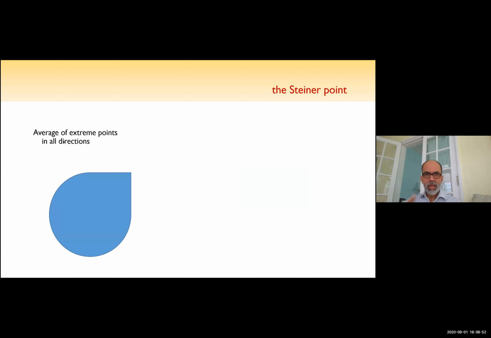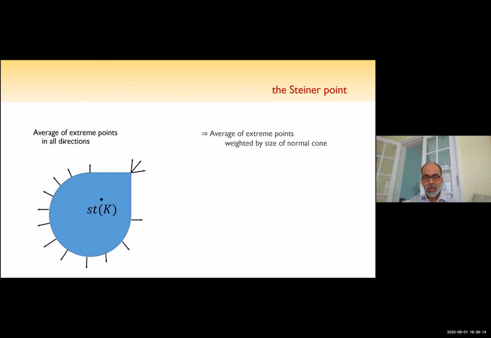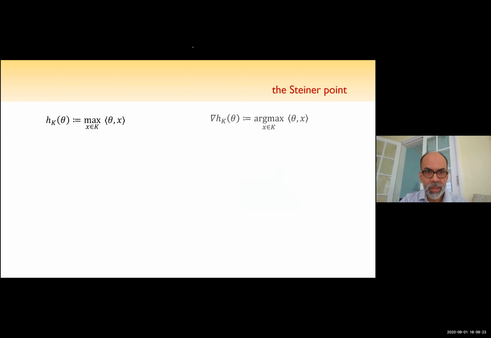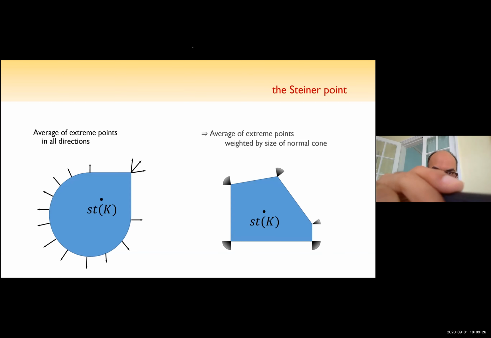The Steiner point says, pick a random direction, random theta, okay? And look at the extreme point in that direction. That gives you a point, average it out. That's the Steiner point of this body. Okay. So if I gave you, let's say, a polyhedral body, then it's easier to understand.